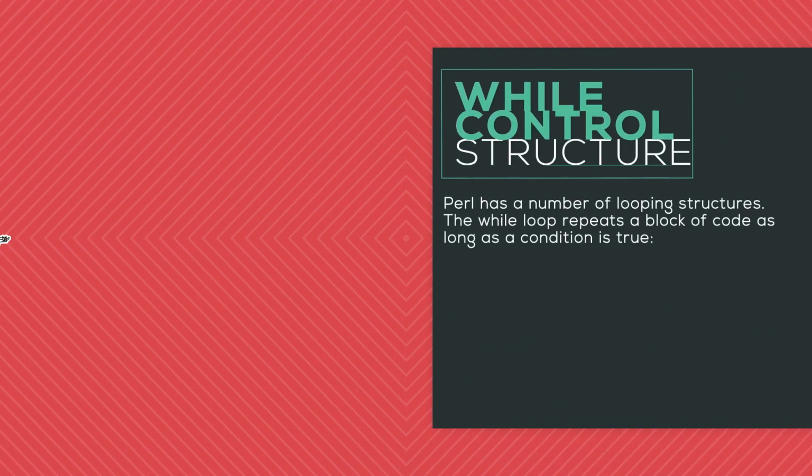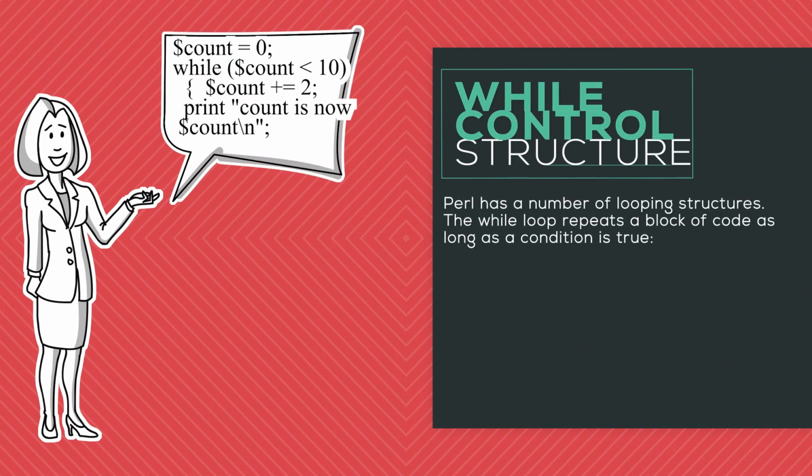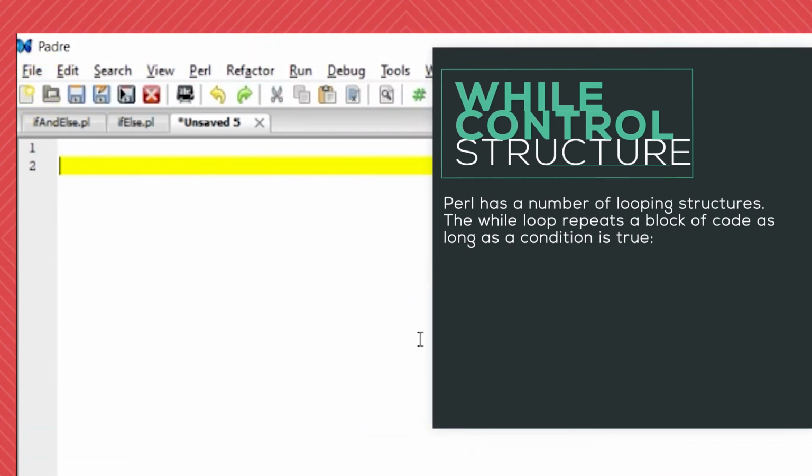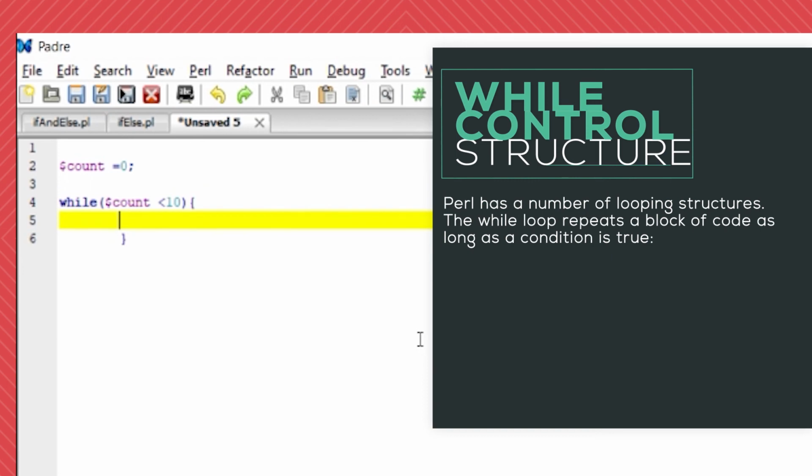The while control structure. Like most algorithmic programming languages, Perl has a number of looping structures. The while loop repeats a block of code as long as a condition is true. Here, the code says while count is less than 10, count is incremented by 2 and printed. As always in Perl, the truth value here works like the truth value in the if test. Also, like the if control structure, the block curly braces are required.